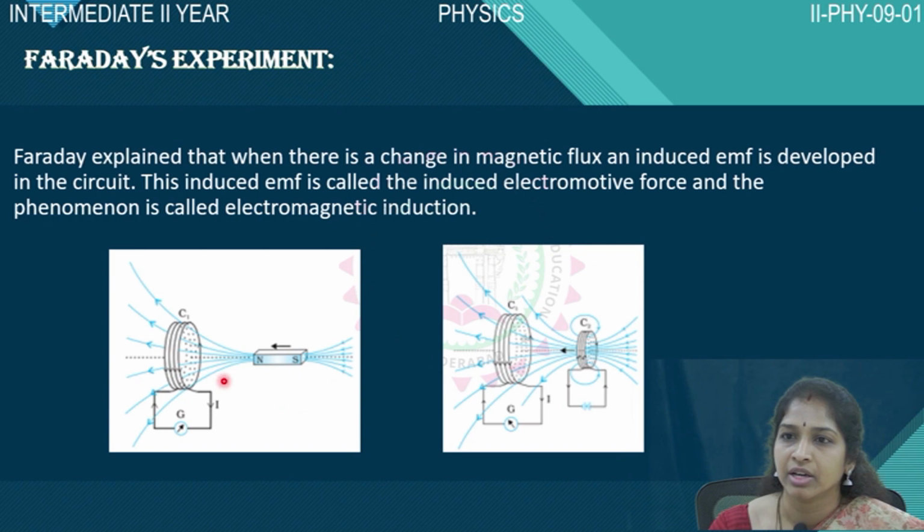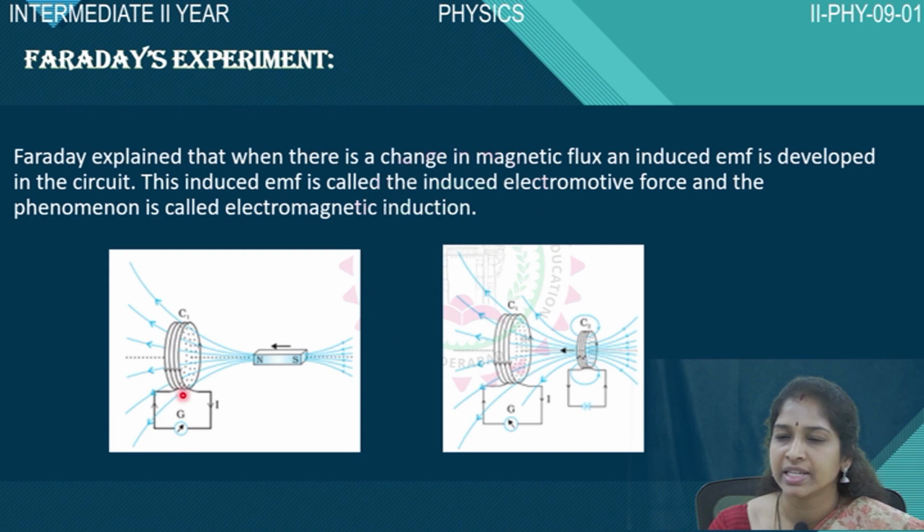We also know that the magnetic field is represented by magnetic field lines. You can see here, these are magnetic field lines. When this magnet moves towards the coil, what did he observe? That is the first experiment. You can see this is a coil, and this coil is connected to a galvanometer. If you observe here, there is no battery.